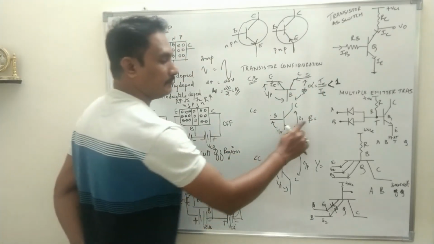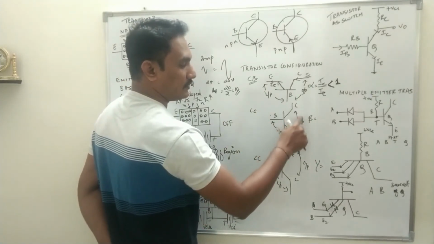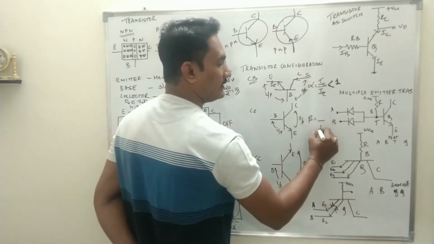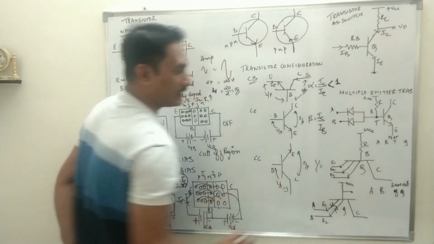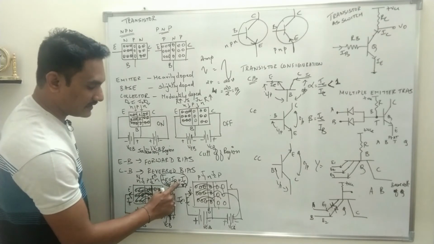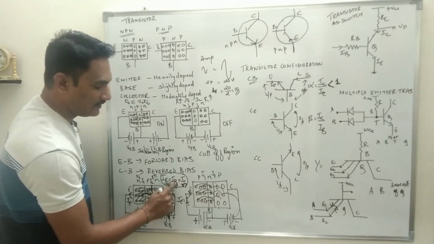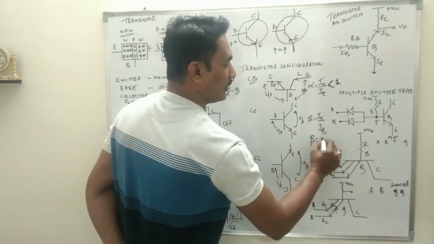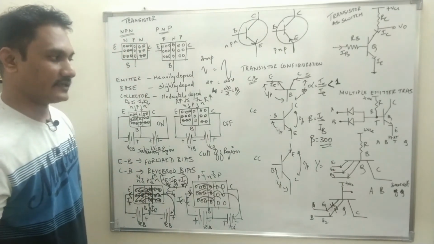Similarly, beta: input is applied between base and emitter, output is taken between collector and emitter. Emitter is common, input current will be IB, output current is IC, so beta is IC upon IB. And from the equation IE equals IB plus IC, IB is 2%, IC is 98%. So IB will be very, very small as compared to IC. Beta is very, very large, around 300 for a standard common emitter configuration.